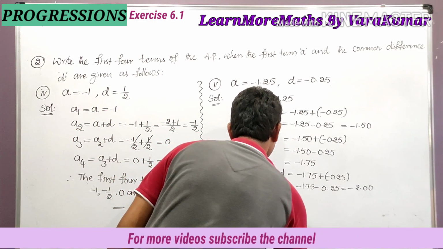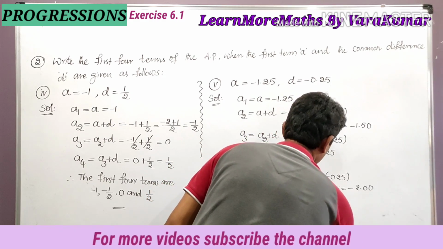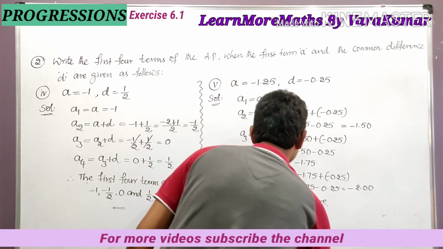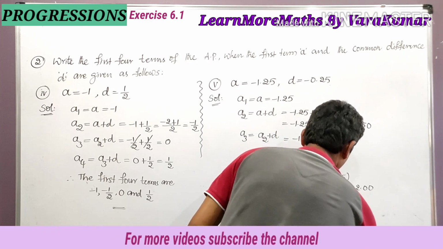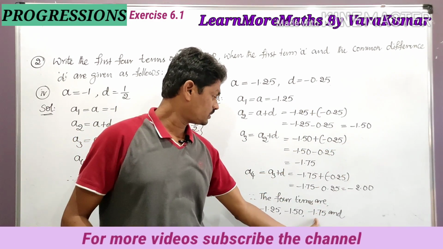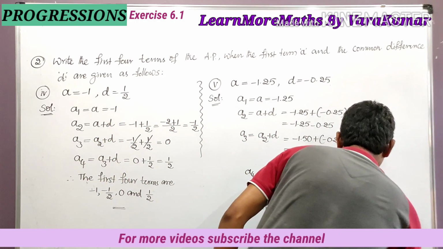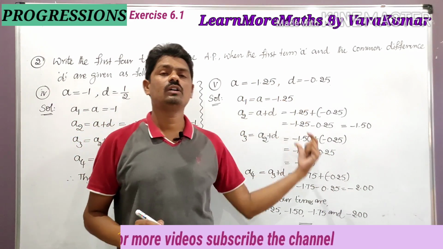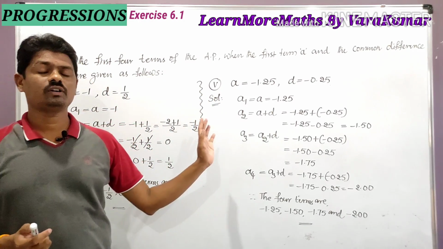Therefore, what are the four terms? The first term is minus 1.25, the second term is minus 1.50, the third term is minus 1.75, and the fourth term is minus 2.00. So these are the four terms. By using a and d values we have found them, student. So there are 5 bits in the second problem, student. These are the 5 bits.